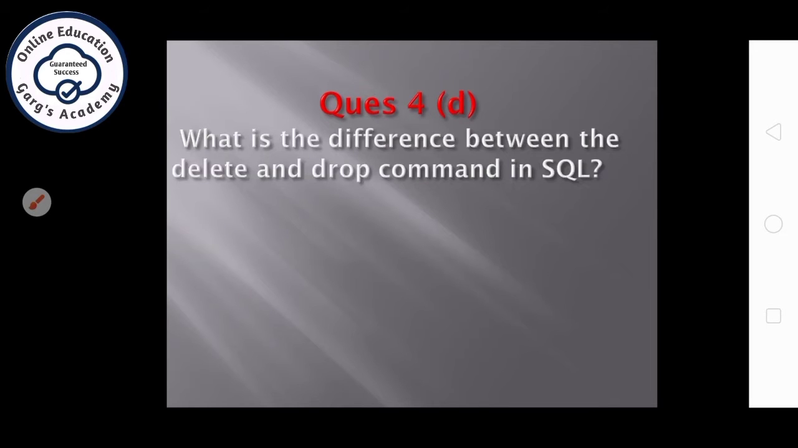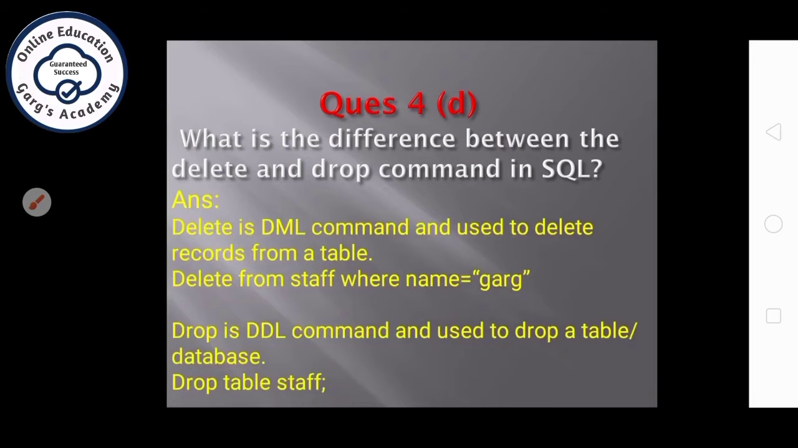Next question. What is the difference between delete and drop command in SQL? Delete command is a DML command and is used to delete records from a table. Delete from staff where name equal to Garg. But drop is a DDL command and is used to drop a table or database. Syntax is drop table staff.